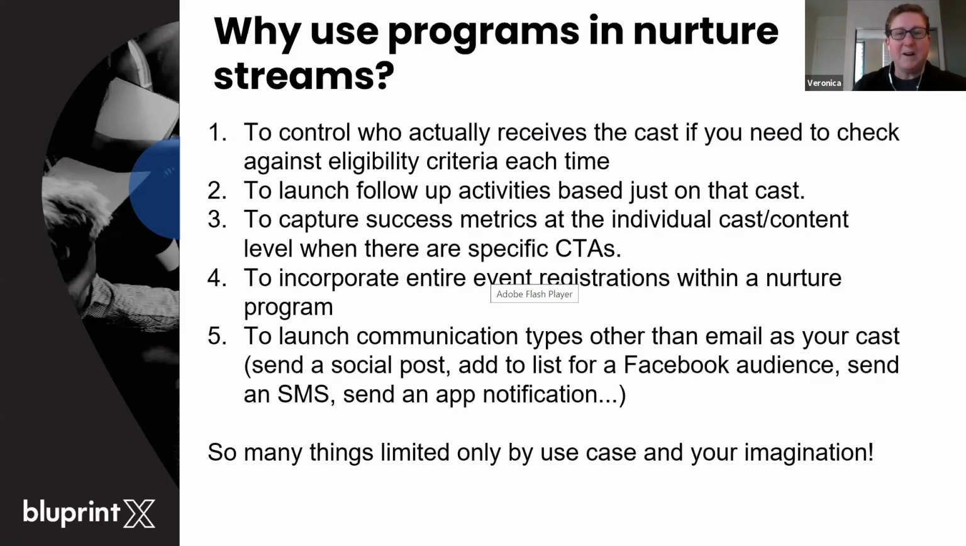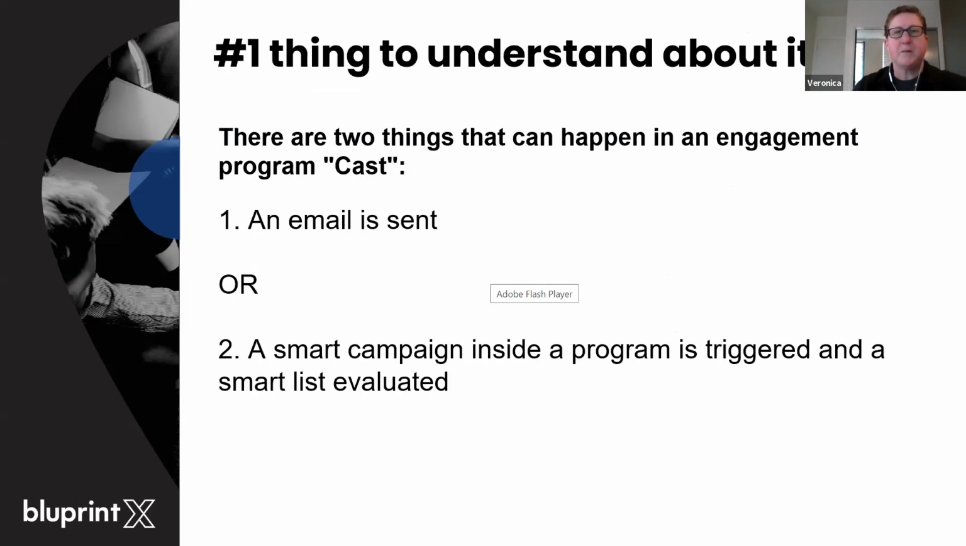And one of the things I'm really going to focus on today is launching communication types other than email. So if you want to send a social post, add them to a list for a Facebook audience, send an SMS, send an in-app notification, whatever that is, you actually can do that from within the program, because a program is just a program. It's sitting within a cast. It can do everything that a program normally does. So you're limited only by your use case and your imagination here. It's really up to you to think through the possibilities.